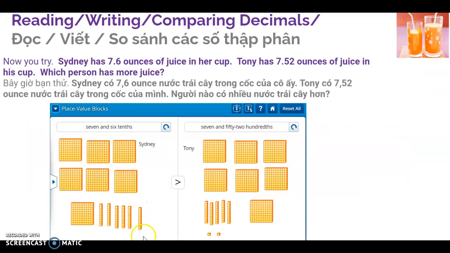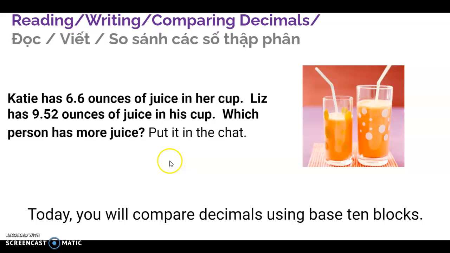All right. And here is another illustration of 7 and 6/10ths. Okay. Here's the last one. I'm going to ask you to pause the video, and here, if you were in the group, you put your answer in the chat. But I want you to write your answer in the notebook.